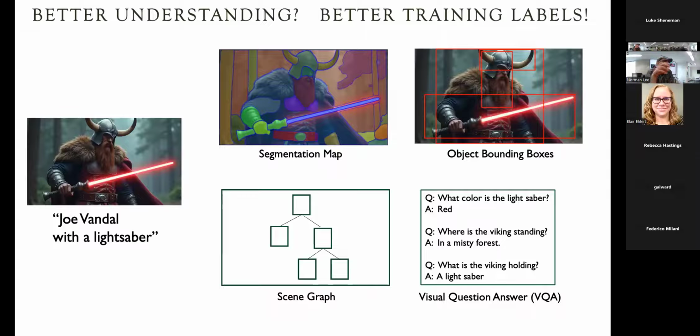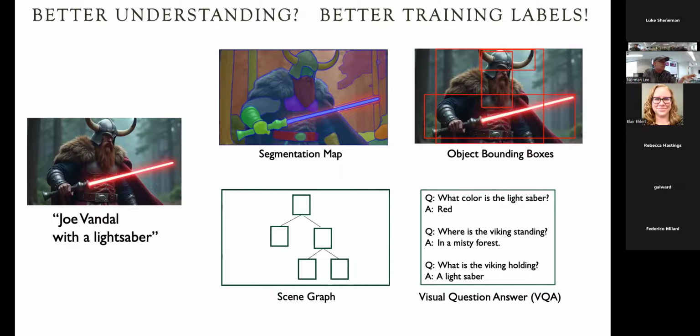And that's great. You can do all of that if you just have descriptive enough, long enough captions of images, but you can go beyond that. So I generated this image using Flux of Joe Vandal with a lightsaber, and you could have a much larger caption, which describes a lot more of the detail of the scene. You should have a much more detailed caption than that if you're trying to train a model.